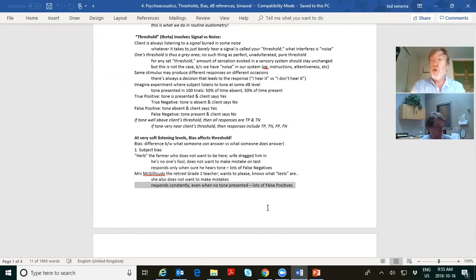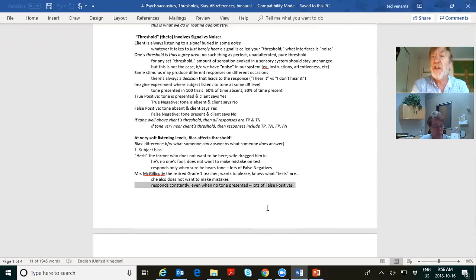So, on a quiz or a test that would come up in psychoacoustics, if I ask a question like, Herb the farmer, is he going to have a lot of false negatives or false positives? You're going to say lots of false negatives. He wants to be sure he hears the tone before he raises his hand. So if his threshold is really 50, you might end up with thresholds like 55 or 60. They are worse than what he really can hear. Mrs. McGillicuddy, her bias goes the opposite way. Since she's guessing lots of the time, as a clinician, if you don't pick it out, you might end up with thresholds of, say, 40 instead of her true thresholds of 50. Her thresholds may end up looking better than they really are.